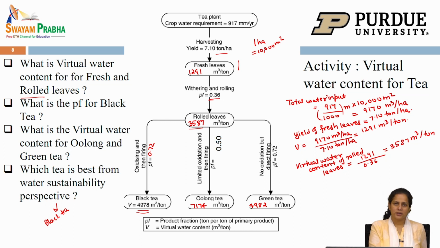So, following this approach, you can calculate the virtual water content of any product given that you have the information about the process of each step and how the product fraction is changing at each step, and if you need any additional water for the processing that you need to add additionally.